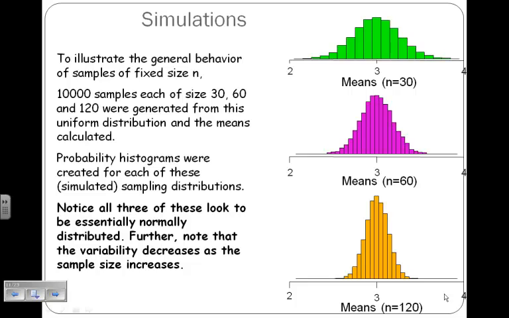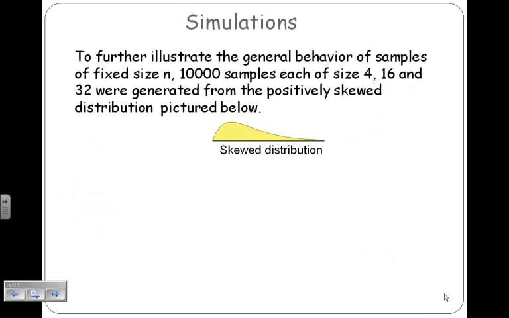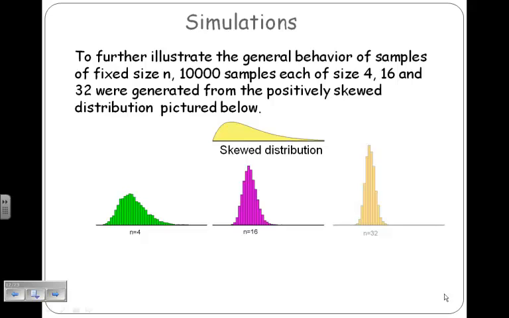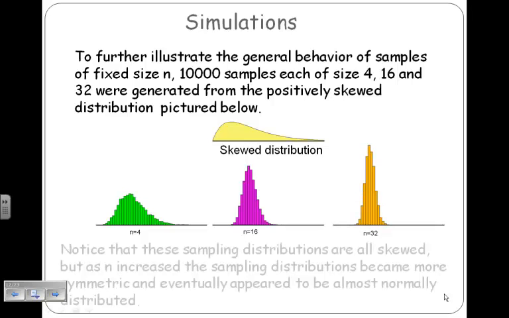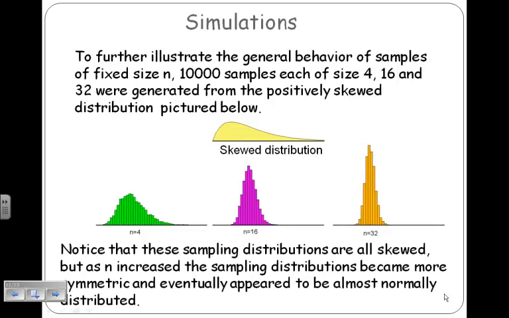Bigger sample size, smaller standard deviation, less variability. Now, from there, another type of simulation. So to further illustrate the general behavior of samples of fixed size n, 10,000 samples, each of size 4, 16, and 32 are generated. Now we started off in this case with a skewed distribution.